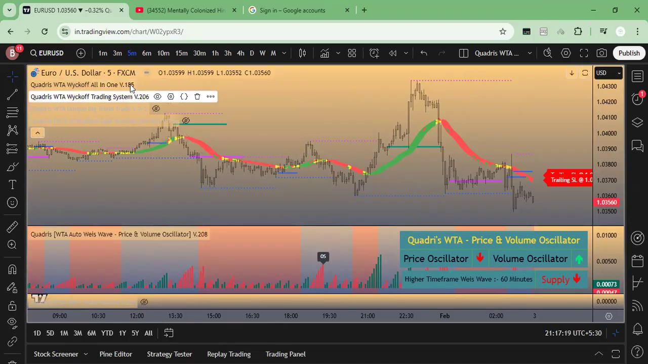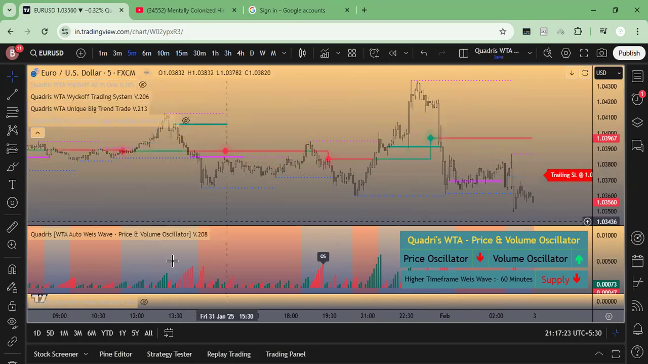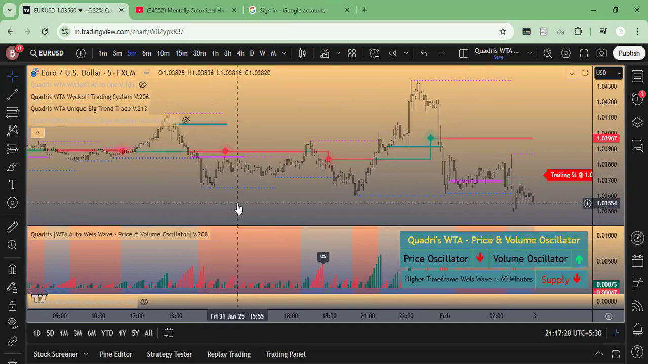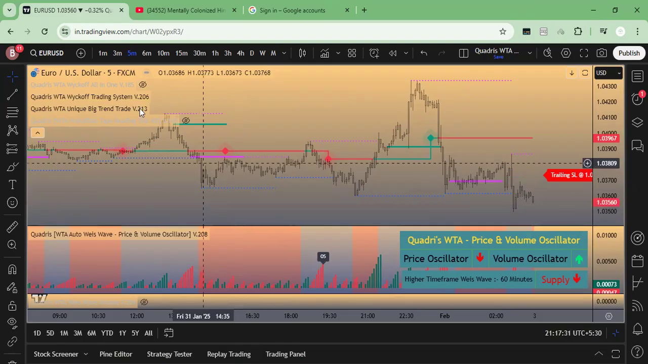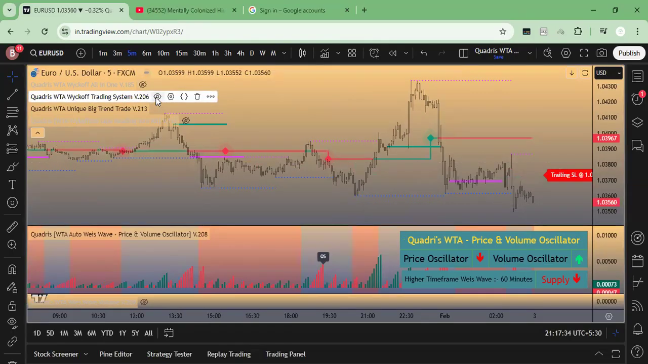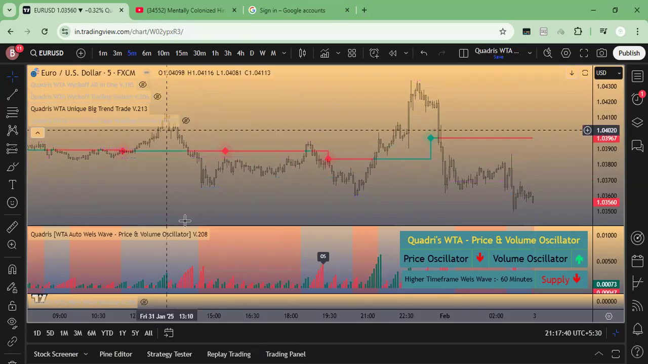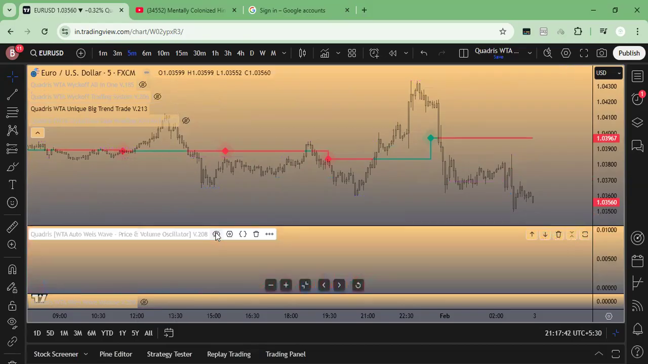To begin with, I've given access to the 206, 213, and 208 versions to almost all the people who have opted for a subscription or a one-time purchase. I've already covered 206 and 208, so in this session, I will be discussing 213 so that people can trade based on that.